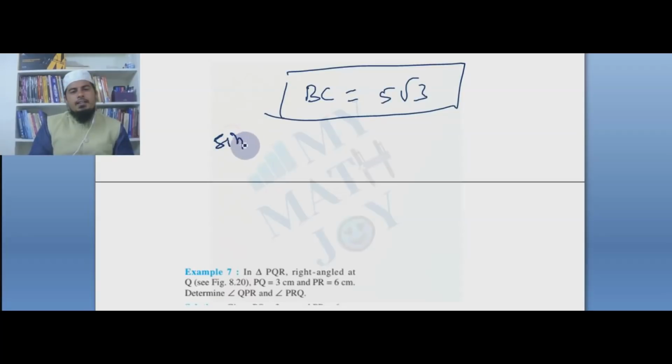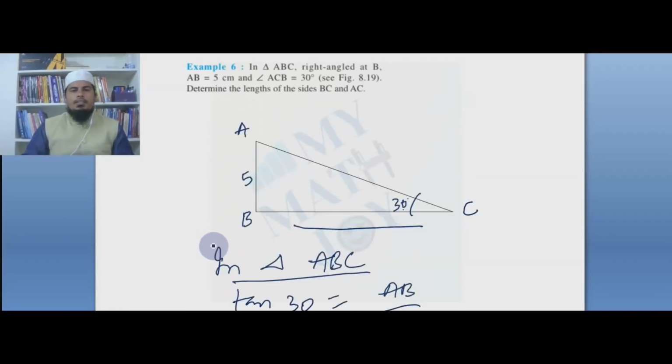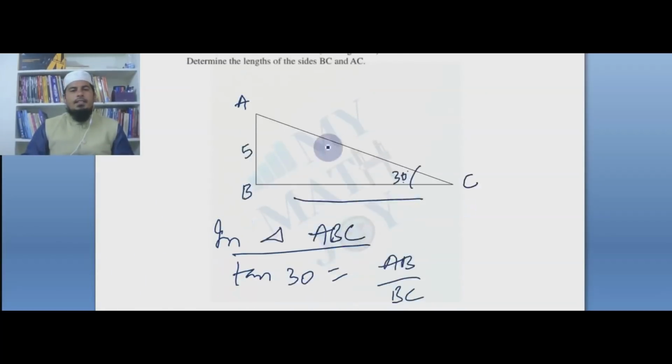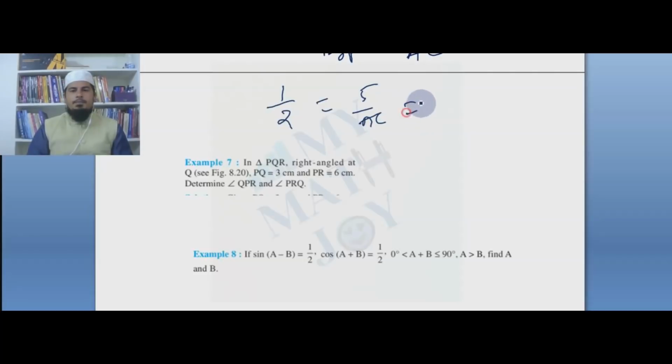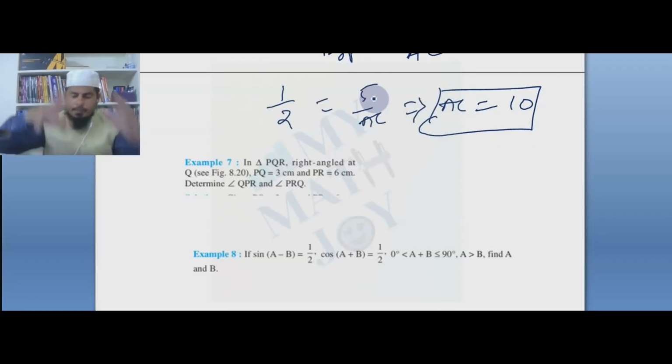Sine 30 is opposite by hypotenuse. So opposite is how much? AB is 5, AC we don't know, so 5 by AC. Sine 30 value from the standard table is 1 by 2, so 1 by 2 equals 5 by AC. If you again do this arrangement, you will get AC equal to 5 times 2, which is 10. In this way, the unknown sides can be found.